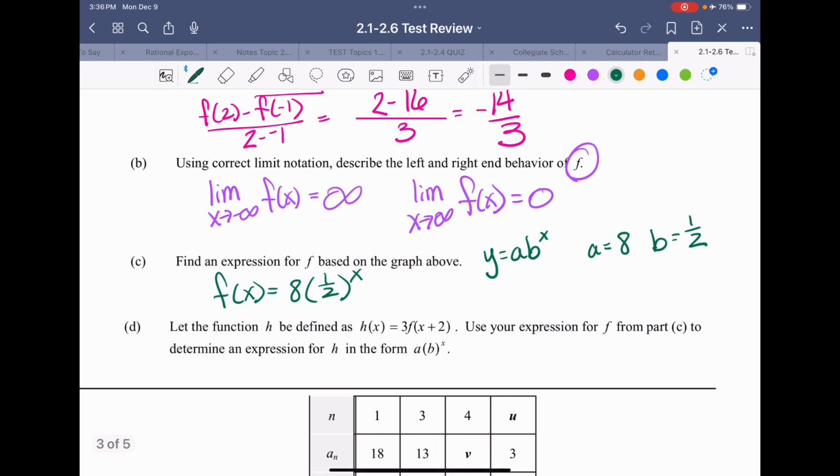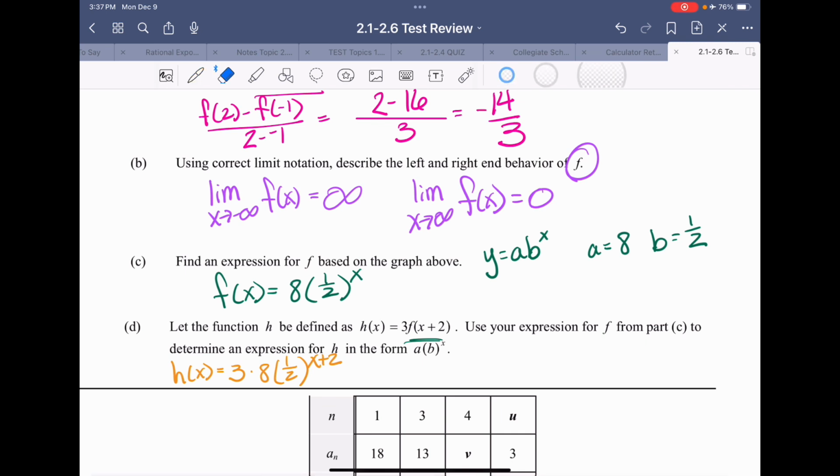All right, so then it says let the function h be defined as this right here, where you use your expression for f from part C to determine h in that form. So we're going to have to do the transformations, and then we have to clean it up a little bit. So that means h of x is going to be equal to 3 times 8 times 1/2 to the x plus 2 power.